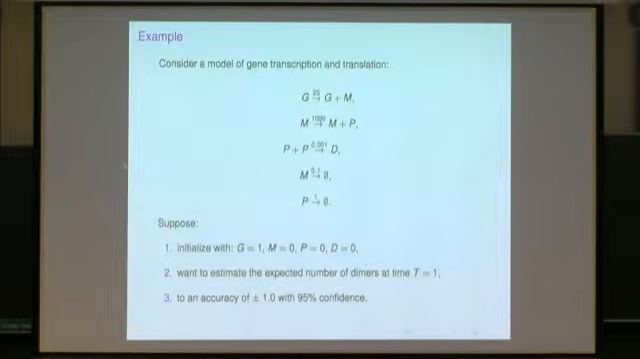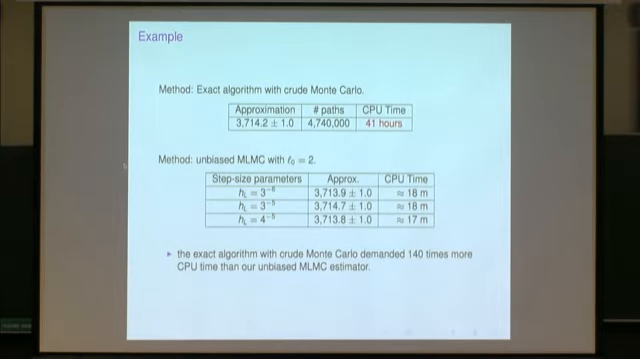We're going to solve for this: a transcription, translation, then the protein dimerizes. So I want, at time 1, an estimation of the number of dimers with an accuracy of plus or minus 1 with a 95% confidence interval. And here's the output using multi-level Monte Carlo. The exact algorithm took 41 hours on my laptop, so this is not a supercomputer I'm using, obviously. It took a lot of paths.